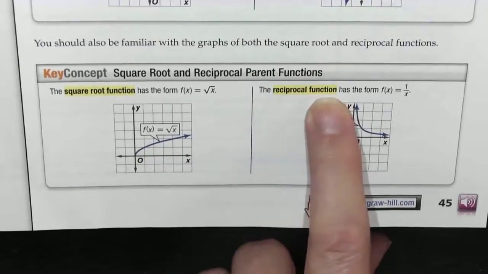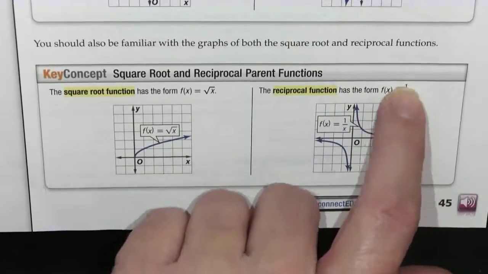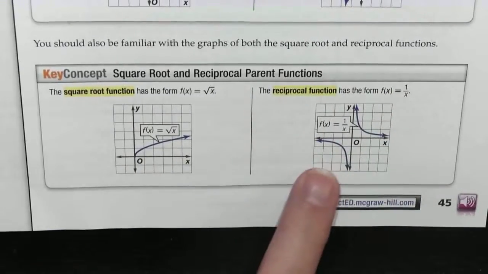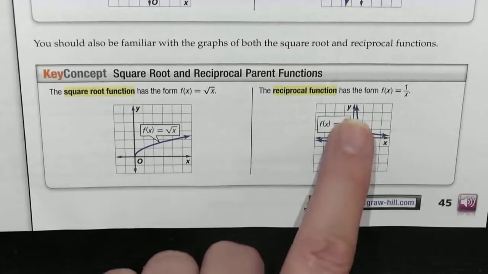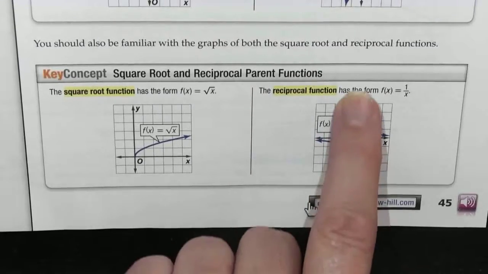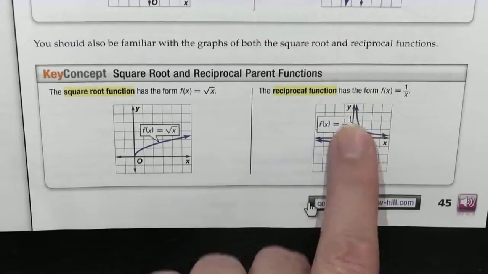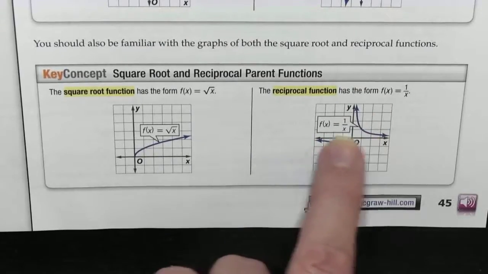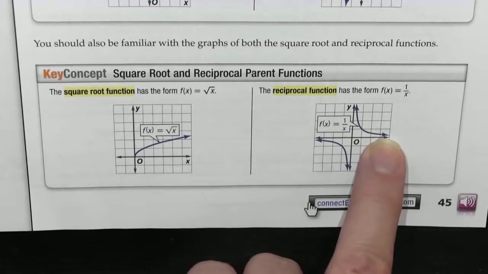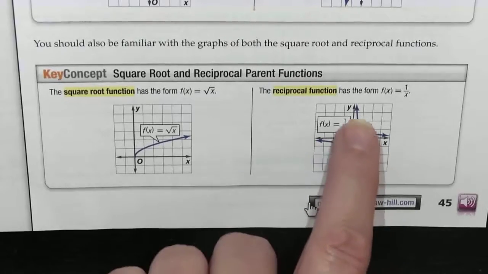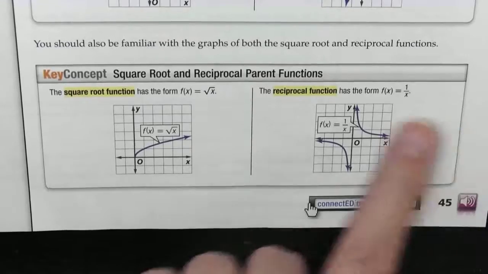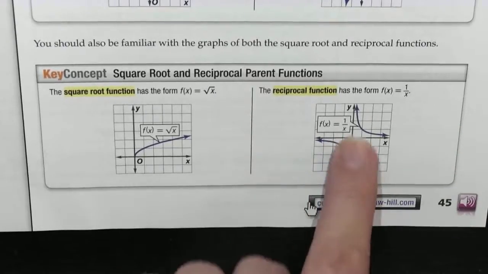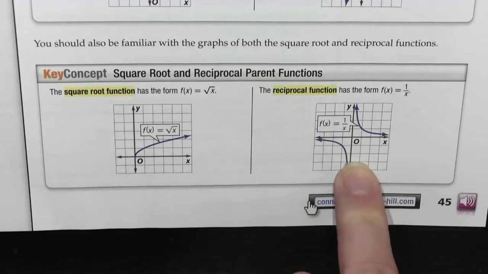Okay, the reciprocal function has the form of f of x equals 1 over x. Here's the basic form of it, right? So if you find the values, you're going to find that it is undefined at x equals 0 and y equals 0. And so you're going to have these curves. And we've talked about that recently, end behavior, what's going on out here, but also what kind of discontinuity. You guys remember what kind of discontinuity this is?